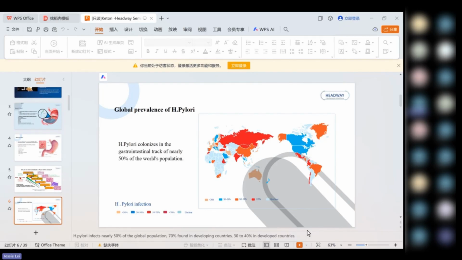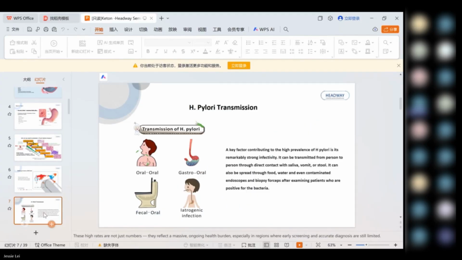Okay, this is the global prevalence of H. pylori. So next. The key factor contributing to the high prevalence of H. pylori is its strong infectivity. It can be transmitted from person to person, like oral-oral, gastro-oral, fecal-oral, and even through infection by the endoscopy procedure.